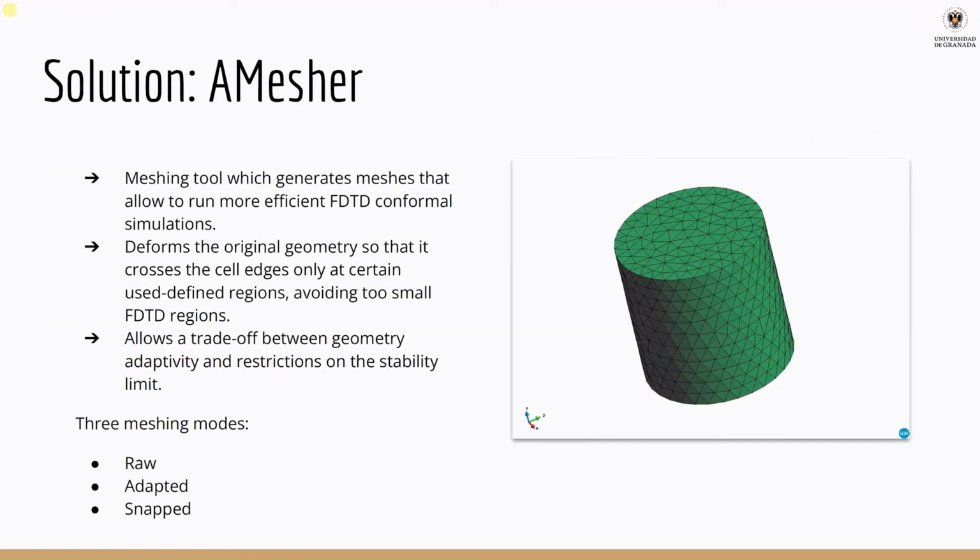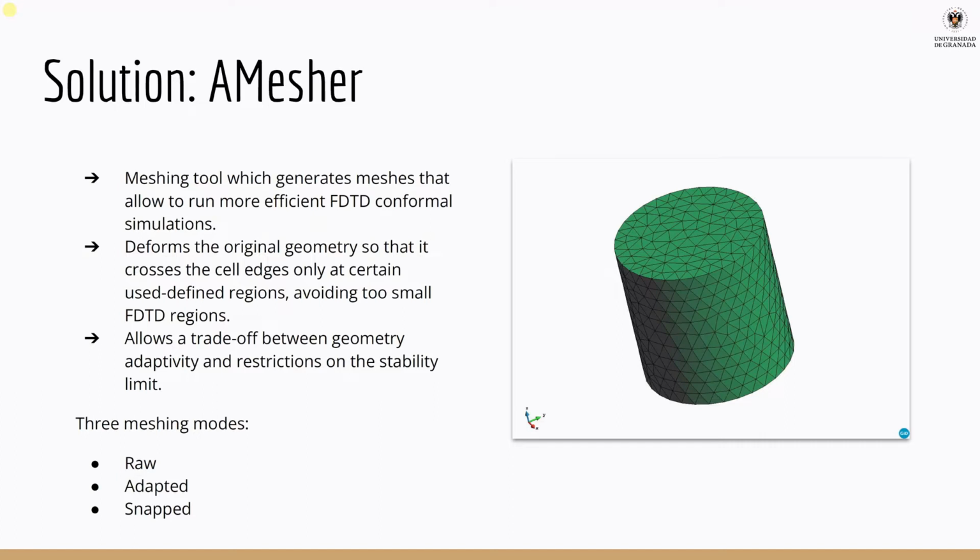Our proposed solution is a new meshing tool, which we have called the AMesher, which is able to generate meshes that allow running more efficient FDTD simulations. Its main feature is that it deforms the original geometry so that it crosses the edges at certain user-defined regions only, avoiding small FDTD areas on the cell. But at the same time, it preserves the main features of the geometry. It provides a trade-off between the adaptivity of the geometry and the restrictions on the stability limit.